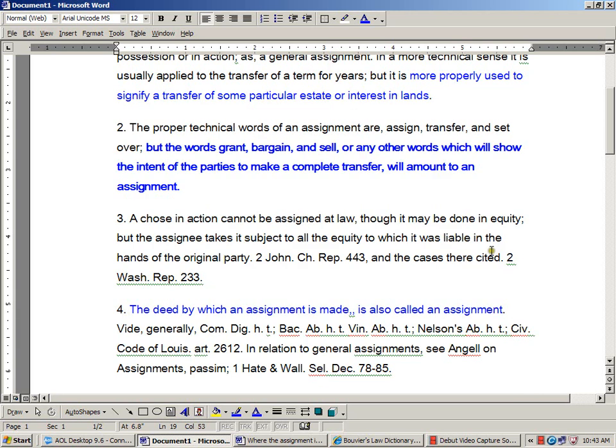A chose in action cannot be assigned at law. Okay. But it may be done in equity. Ain't that interesting? The deed by which an assignment is made is also called an assignment. So even though it's called a deed, because it's an assignment, it's called an assignment. But your piece of paper is going to call it a deed.